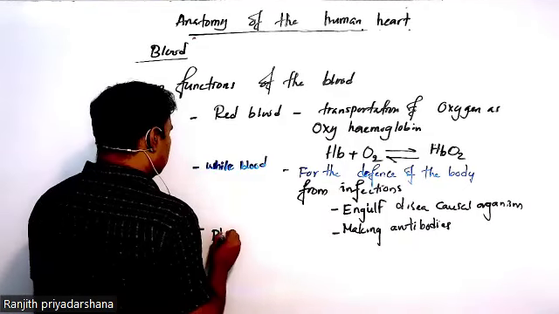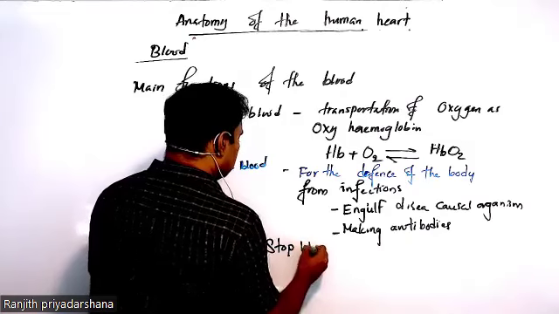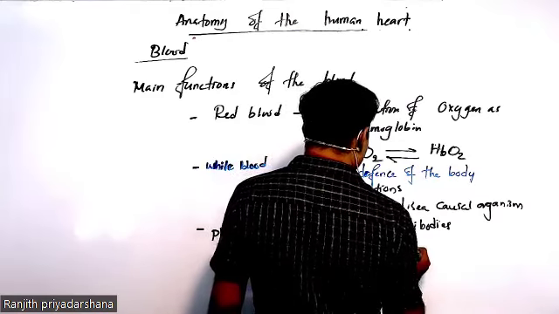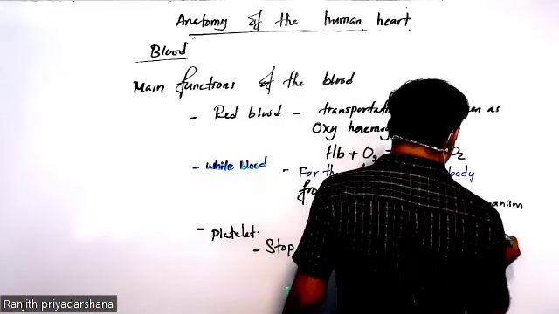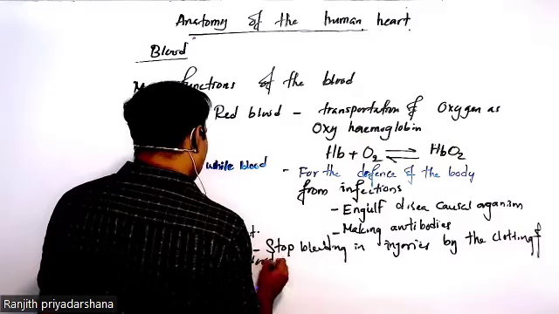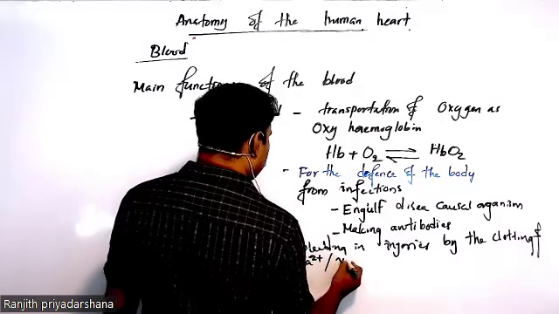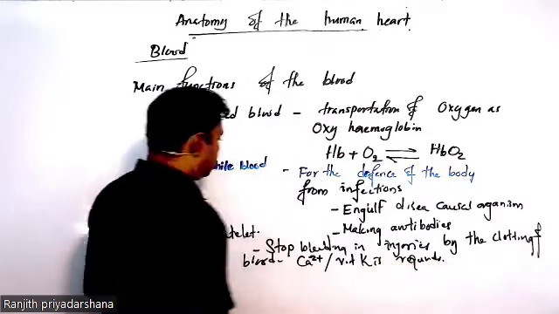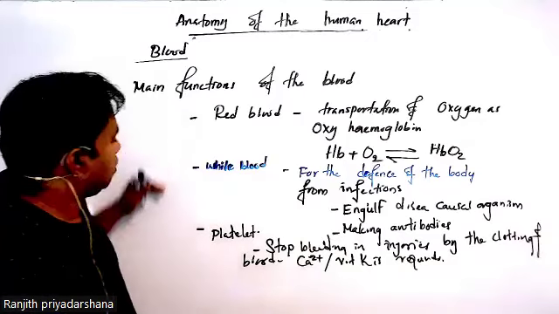Next, platelets. They stop bleeding in injuries by the clotting of blood. And we require Ca2+, and vitamin K is additionally required for that. Platelets and vitamin K, right? So those are the functions of blood corpuscles.